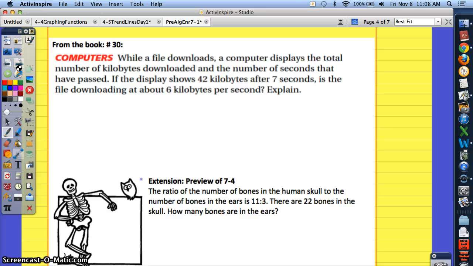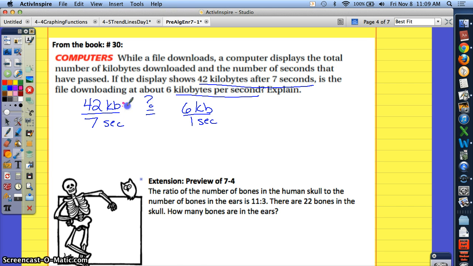So when you read number 30, we're talking about a photo downloading, and it shows 42 kilobytes after 7 seconds. That's going to be your ratio because remember we're comparing two quantities. We're comparing the 42 kilobytes to 7 seconds. Well, I want to know, is the file downloading at about 6 kilobytes per second, which means that's like a per 1 second. So what am I asking? Really, I'm asking, are these equal? So you tell me, are they equal?